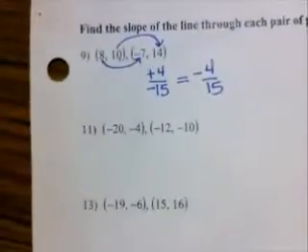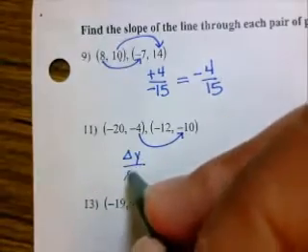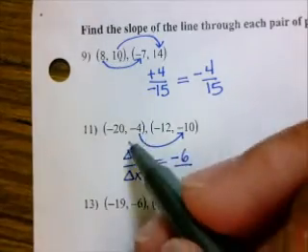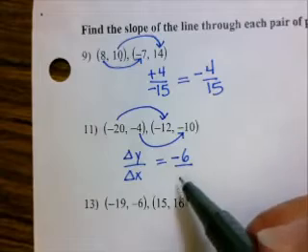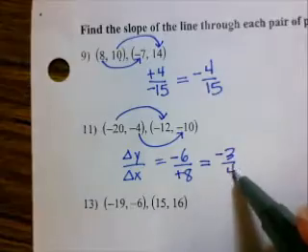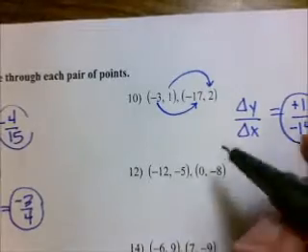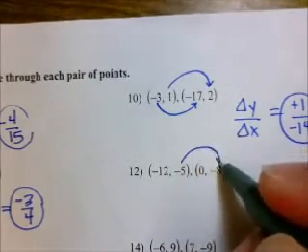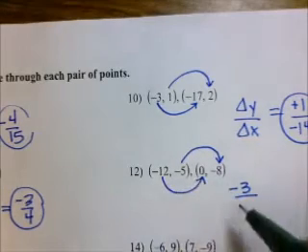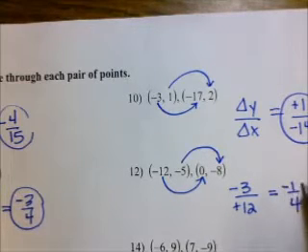Okay, next one. So from the 4 to a negative 10, so how is it changing on my y? How is it changing on my x? From a negative 4 down to a negative 10, that's a decrease in 6. And from a negative 20 to a negative 12, that's an increase of 8. And so that would reduce to a negative 3 over 4. Okay, next one. It's changing from a -5 to a -8. It's going down 3. And then from a -12 up to a 0 is an increase of 12, which reduces to a 1/4, and it's a negative.